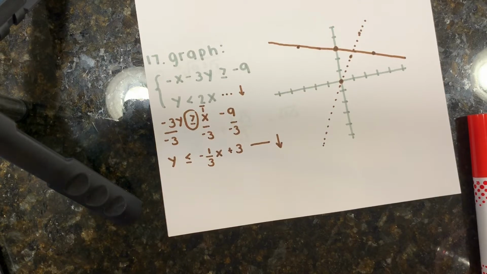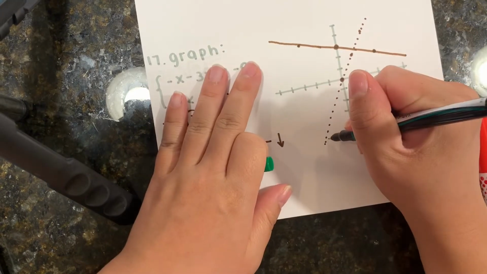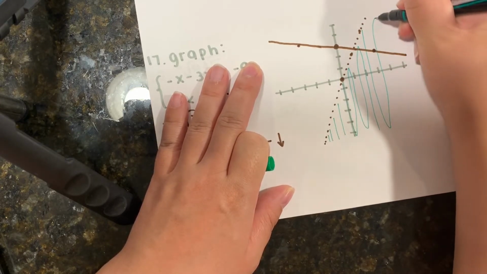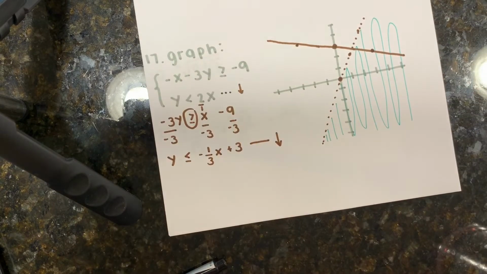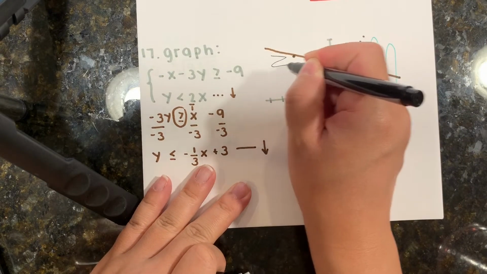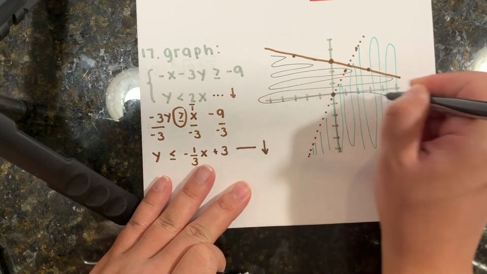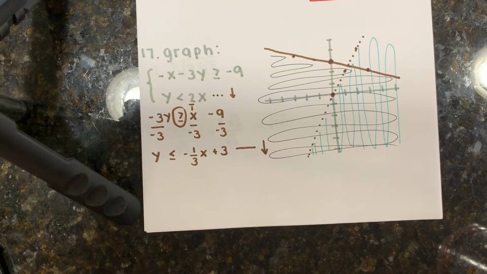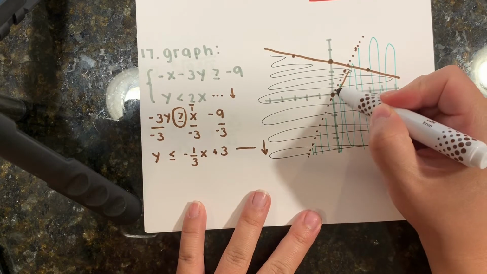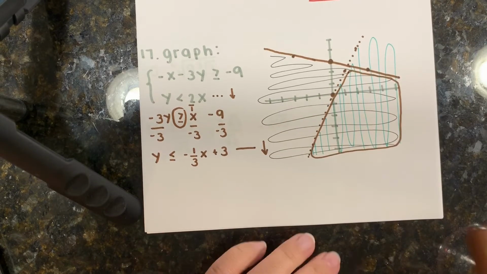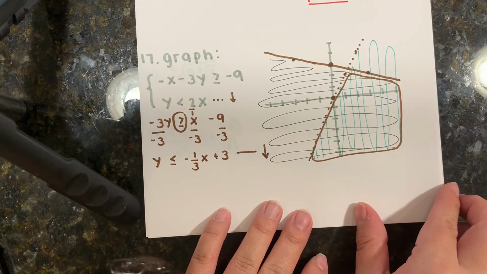So I need to shade everything below the dotted line. So below the dotted line would be all of this region. Okay. And then if I shade everything below my solid line, that would be everything in this region. Which means that your answer is going to be the section that's covered by both, which would be the section that's under both of your lines. So it would be this section right here. And that's number 17.